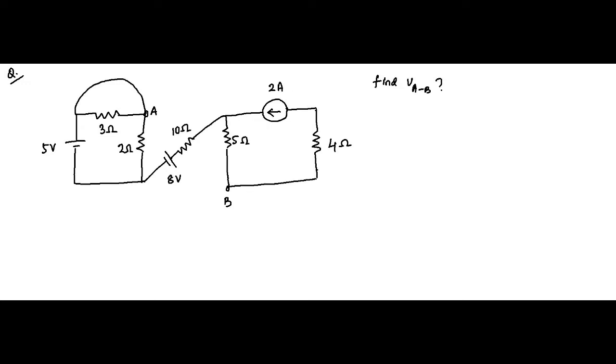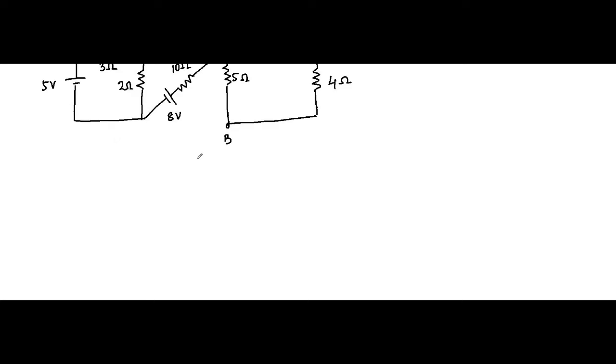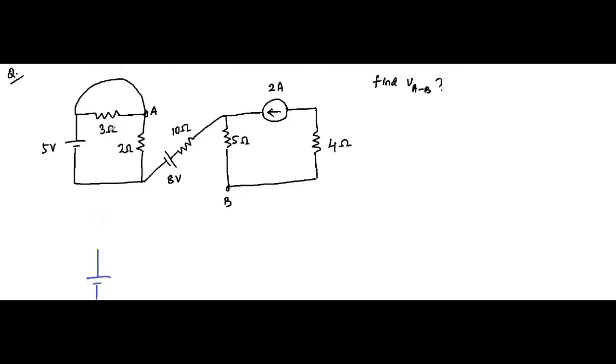So let us redraw the circuit again. Here we have the 5-volt voltage source. Again, here comes some basic understanding. Here we have a short circuited path, and we have a 3 ohm resistor. Now, a basic circuit analysis rule says that current always takes the minimum resistance path.